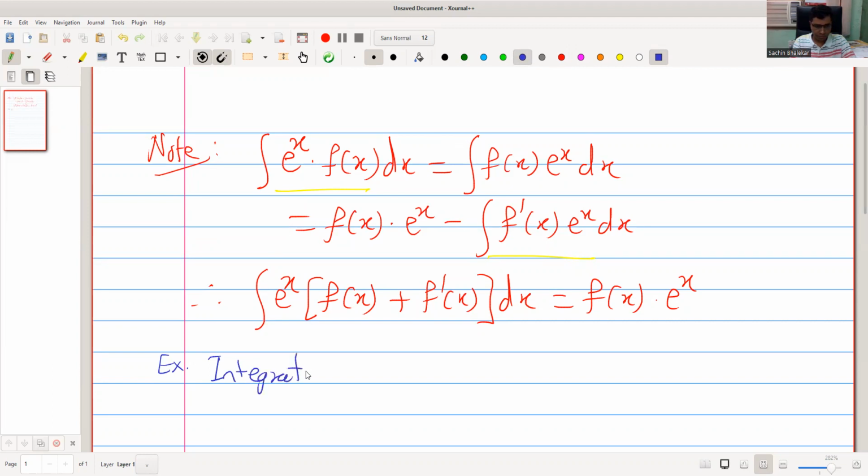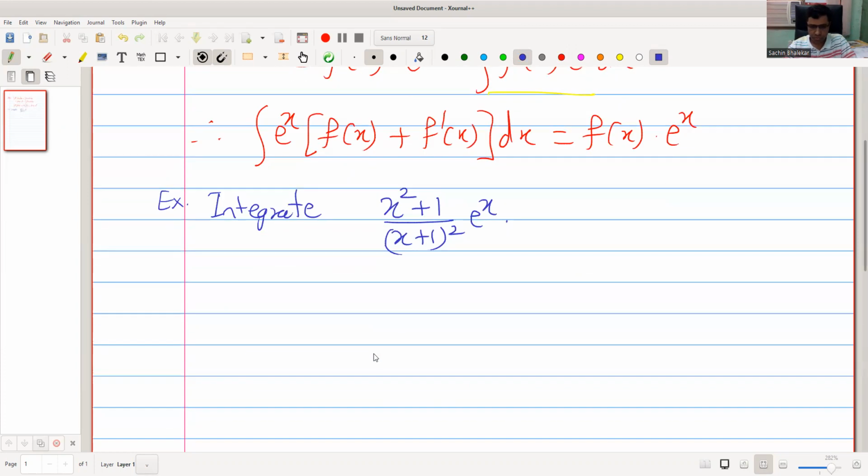Integrate x square plus 1 divided by x plus 1 square into e raised to x. Solution. So this is e raised to x into something. Okay, so we have to write this as sum of f and f dash for some function f.